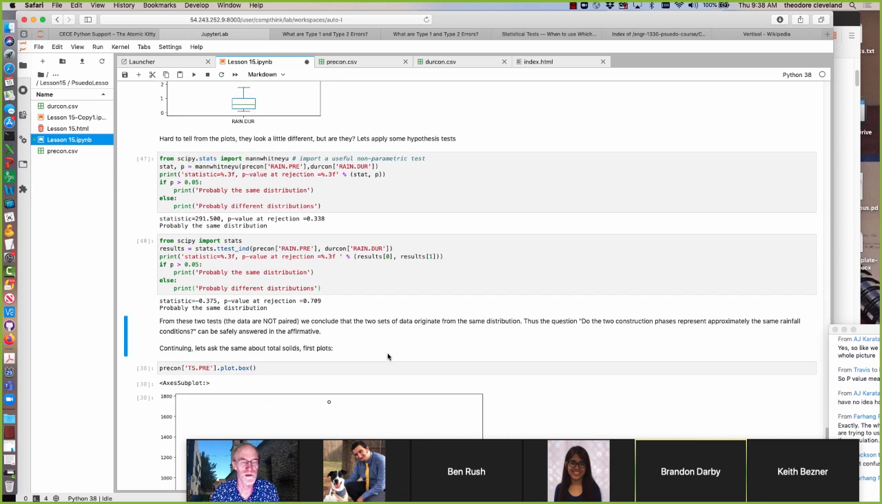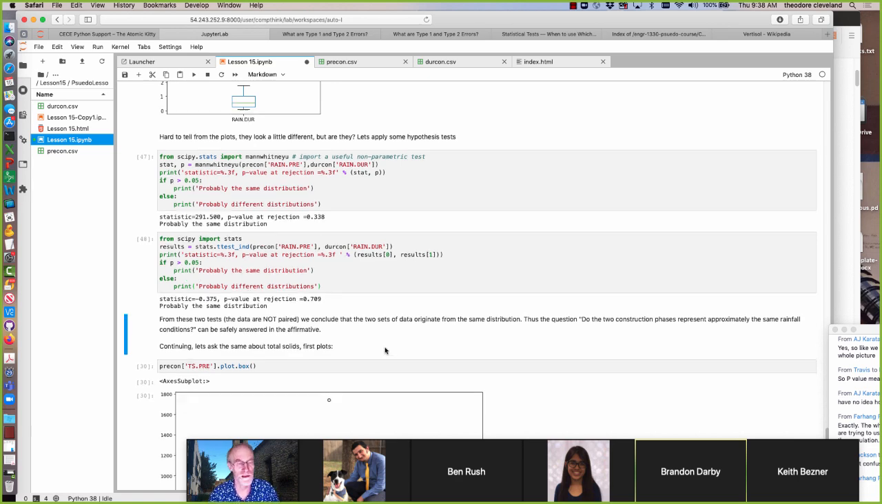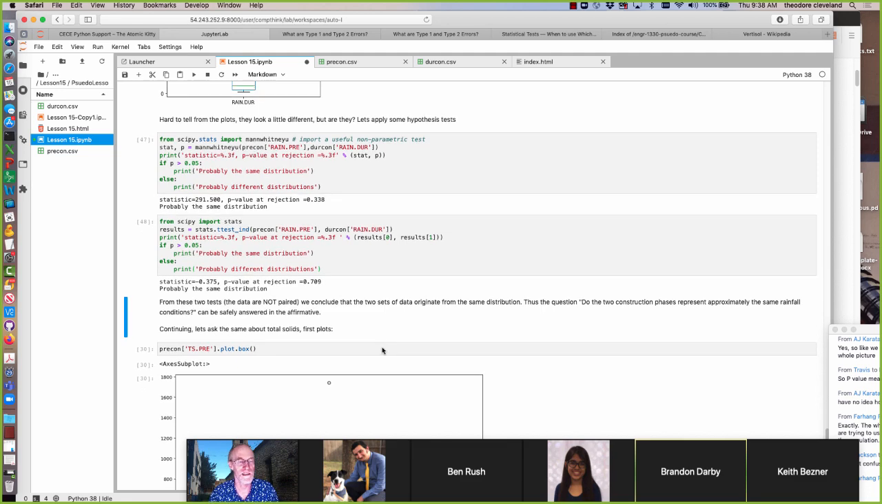So from these two tests, we conclude that the rainfall data came from the same distribution. So the question, do the two construction phases represent approximately the same rainfall conditions, can be safely answered in the affirmative. So we conclude yes, the range is essentially the same.